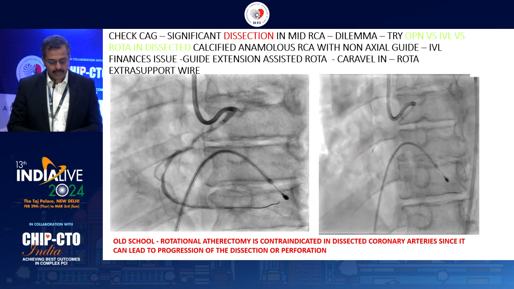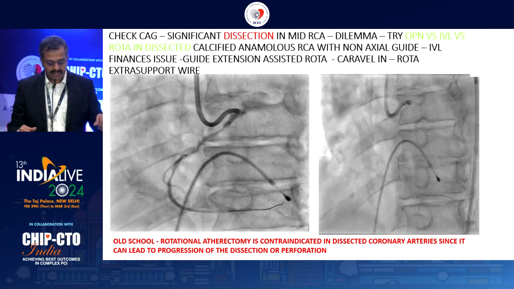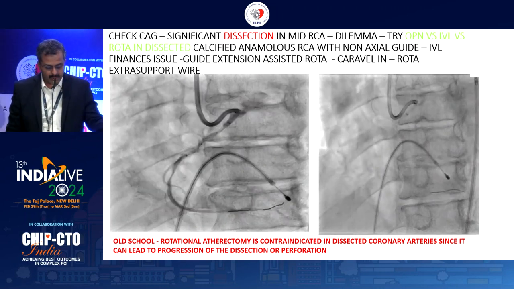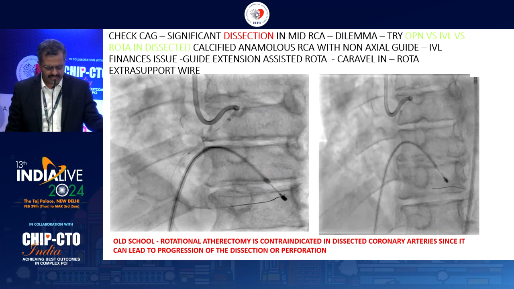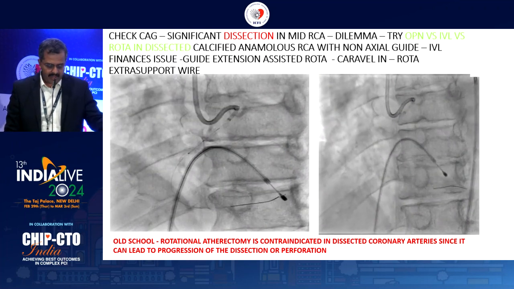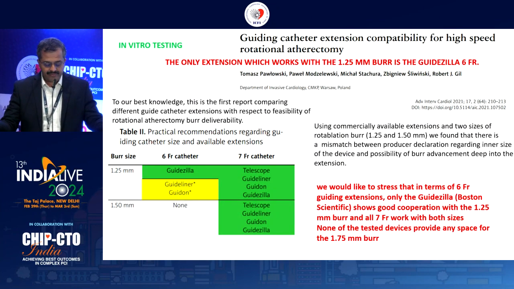So we thought of doing guide extension assisted rota. We had a Caravel in and a RotaWire Extra Support in. We all understand that it's an old school thought that once you have a dissected coronary artery, rota can lead to progression of dissection or perforation. We all do rota in significantly dissected vessels, you just have to be slow and less aggressive with rota. So we thought of looking at it. We understand that by literature, the only 6 French guide extension which works with a 1.25 burr is the Guidezilla 6 French.